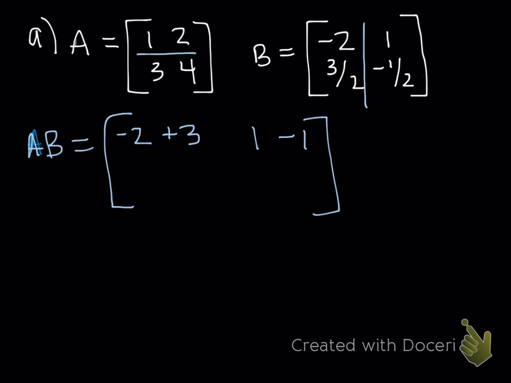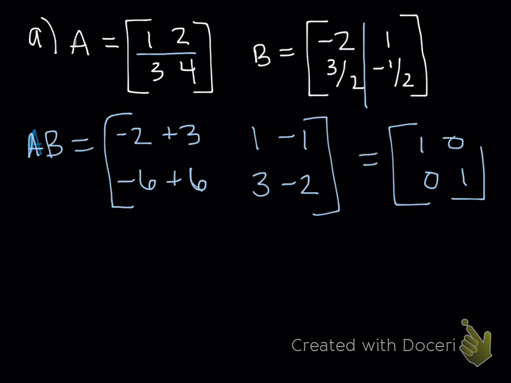Moving down to the second row, I'm doing 3 times negative 2, and 4 times 3/2. So I could do 4 divided by 2, which is 2, times 3 is 6. Again, you can use the calculator for all of this work. The next spot I'm doing 3 times 1, which is 3, and 4 times negative 1/2, which is negative 2. And notice by doing this, I get 1, 0, 0, 1. Now I need to do the reverse order of B times A.